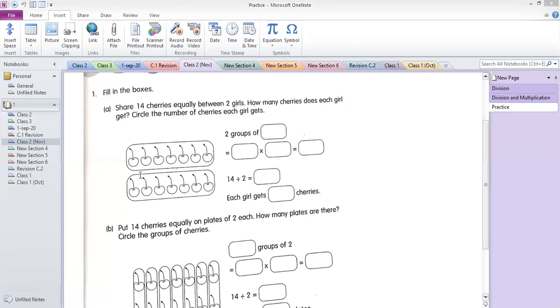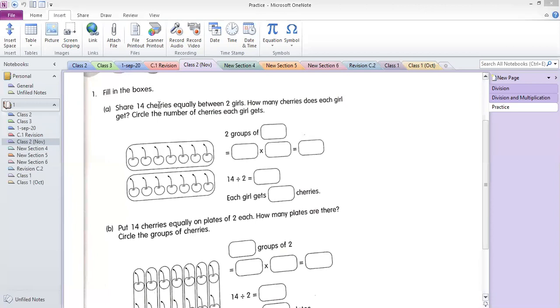Four. Okay. So I can say there are 2 groups of dash. What should I write here? How many cherries are there in one group? 1, 2, 3, 4, 5, 6, and 7.